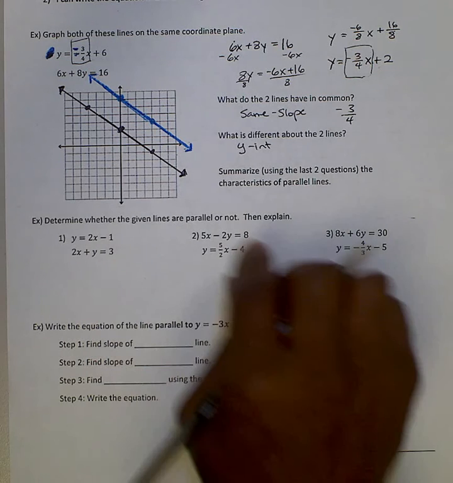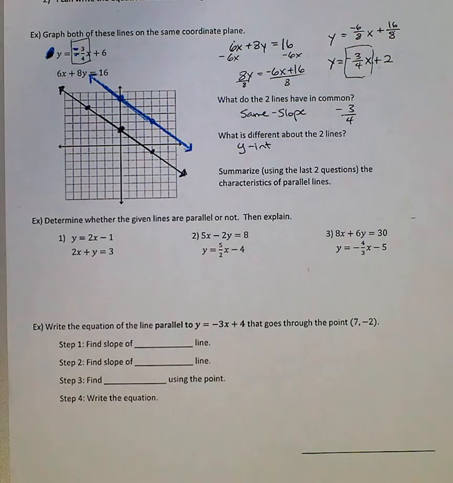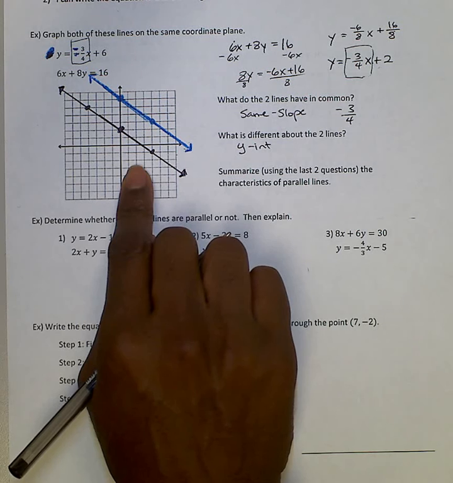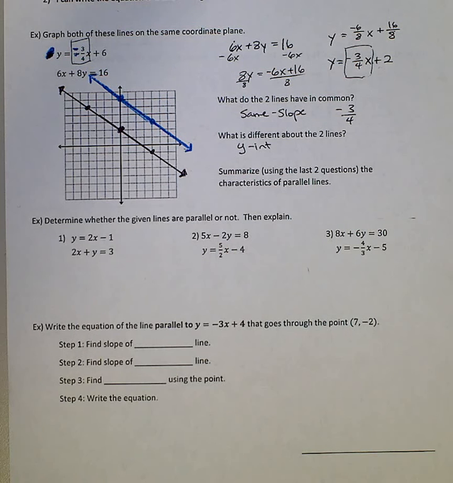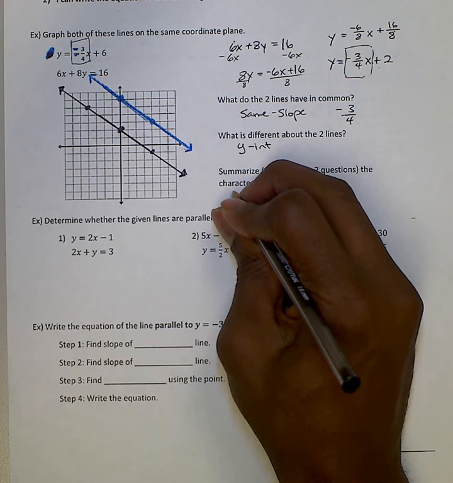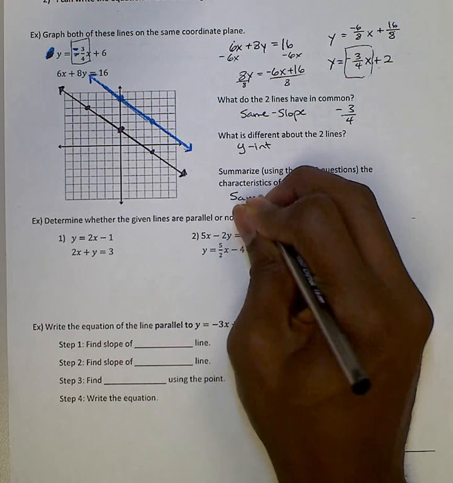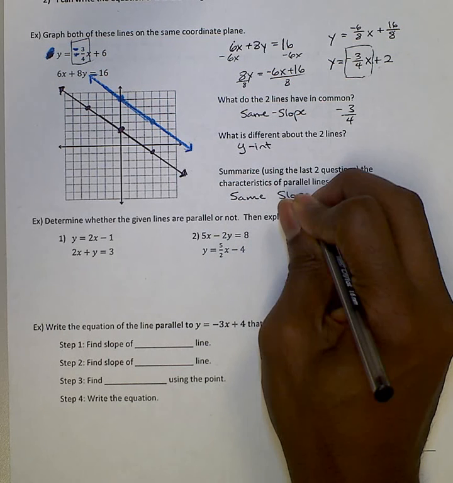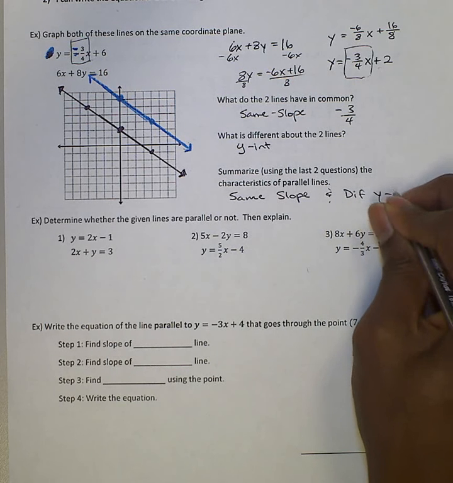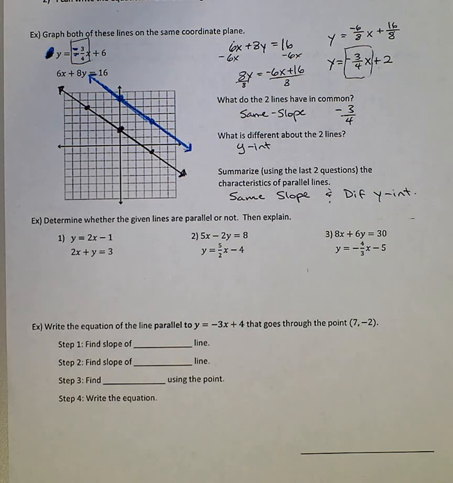So summarize the characteristics of parallel lines. These two lines are parallel. They will never intersect, they'll never touch. We can tell that visually just looking at them. They are going their own way, and they'll continue on without ever getting closer or further away from each other. Parallel lines have the same slope and different y-intercepts. That's how we can tell parallel lines.